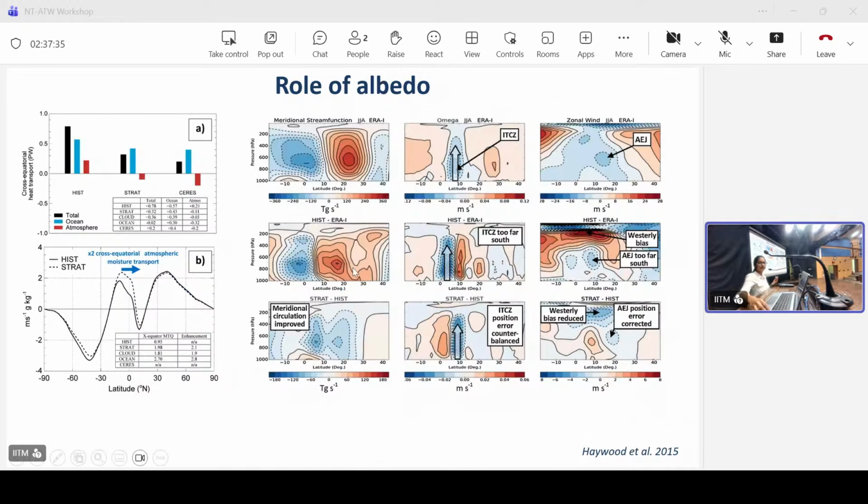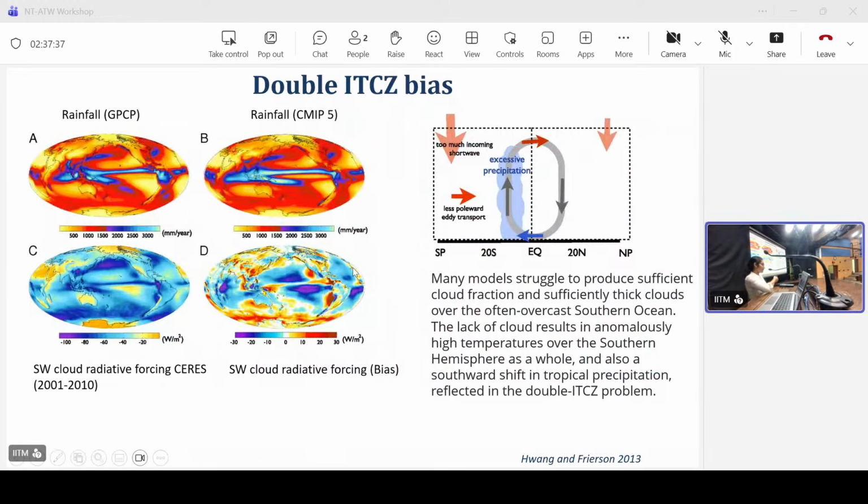Now, coming to the gaps and challenges, we all know about this ITCZ bias, the double ITCZ bias. All the CMIP models, including our model, as Sandeep just showed, have warming over the southern ocean region. So this is the rainfall from GPCP and the rainfall from CMIP5. All the models have this double ITCZ, as we call it, and there is more rainfall over the southern region.